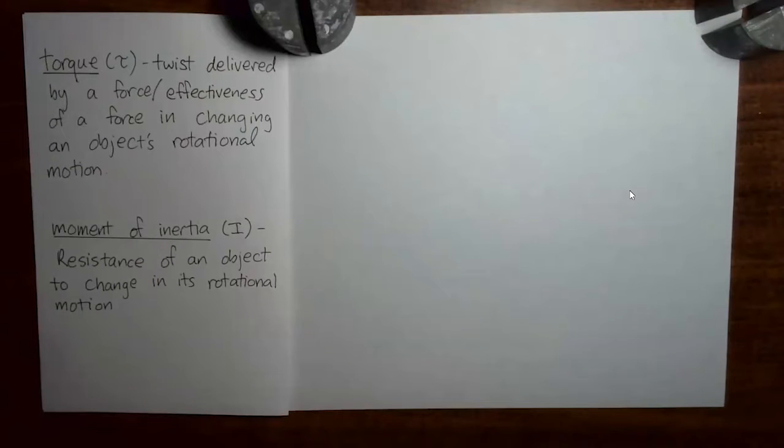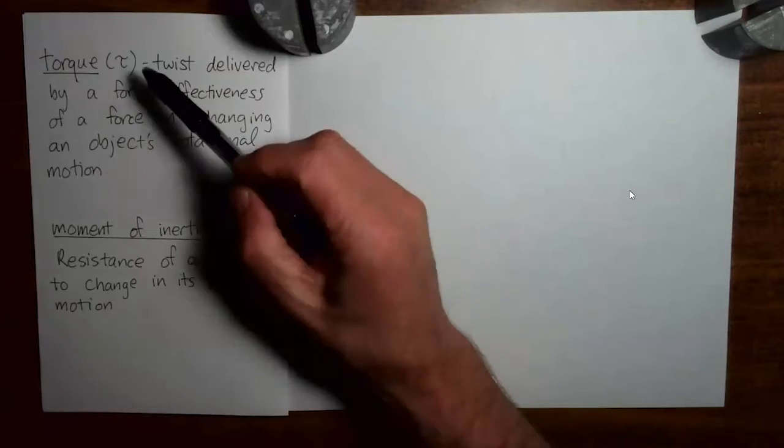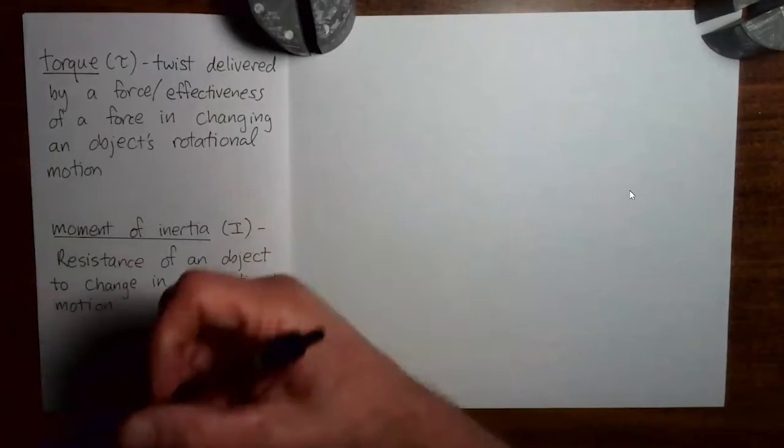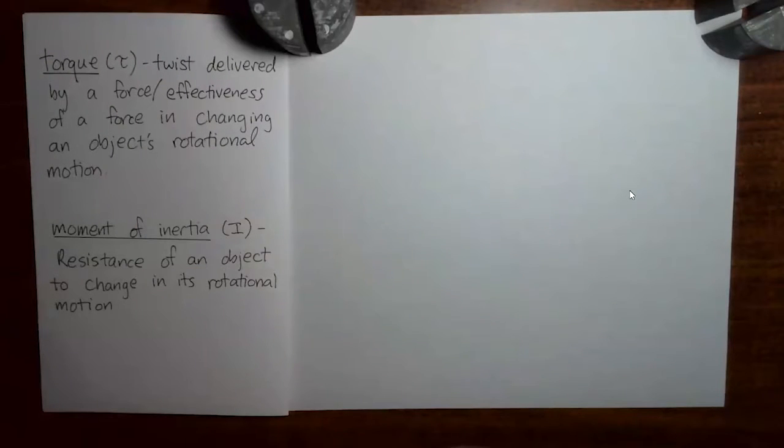At this point in the module, I've introduced you to two main ideas related to rotational motion. First, I've introduced you to the torque. Simply put, we can say that the torque is the twist delivered to an object by a force. Another way of saying that is that the torque measures the effectiveness of a force in changing an object's rotational motion. I have also introduced you to the moment of inertia.